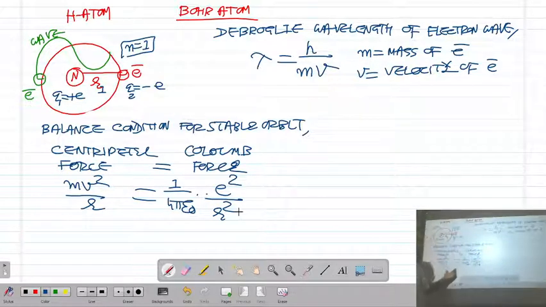In the last lecture we already discussed that the balance condition for the stable orbit of the electron around the hydrogen nucleus is that the centripetal force mv square upon r is provided by the Coulomb attractive force between nucleus and electron, 1 upon 4 pi epsilon 0 into e into e upon r square. Now one r is cancelled.